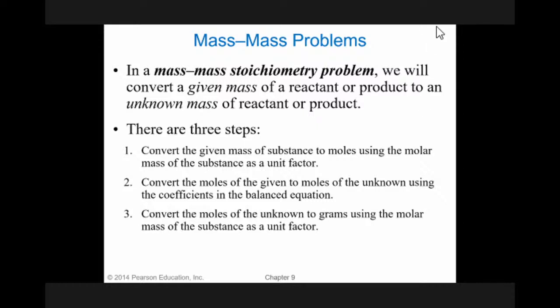All right. So you take that given mass, we're going to convert to mole, using the molar mass of a substance as a unit factor. So the molar mass becomes a unit factor, which is gram per mole. Gram per mole or mole per gram, we can convert that. If you're looking for gram, gram stays on top. If you're looking for mole, mole stays on top.